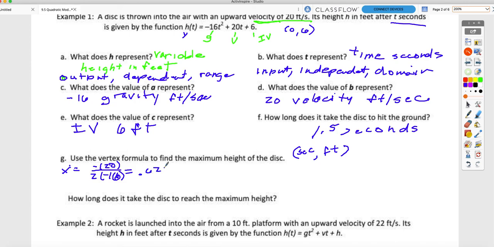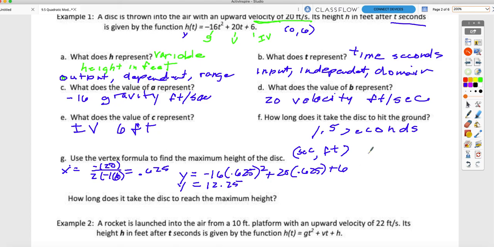Now remember, that is how many seconds it took. That's not the number of feet. To find the number of feet, I've got to plug that in. And I have no variables left. Everything is filled in. I can run that right through the calculator. And that's going to give me the y-coordinate of my vertex. That is 12.25.